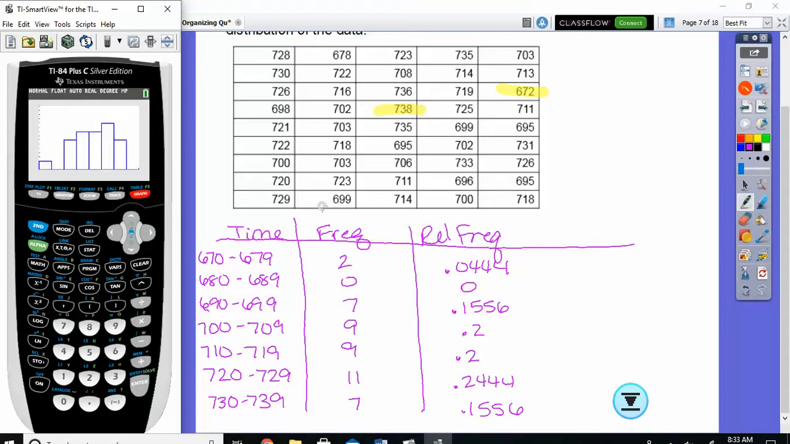Now hit graph. And it just built it for us. Because my X scale was 10, the same as my classes, this graph matches exactly what it would be if we did our histogram by hand. If you set your X scale to 5, then you'd have double the rectangles because your classes would have been 5 apart.